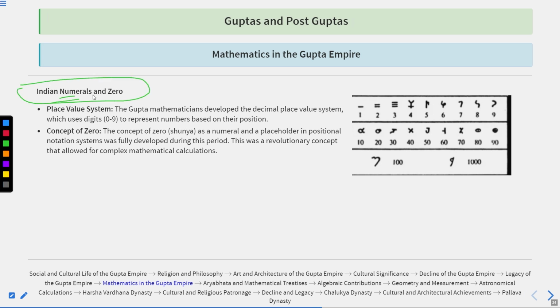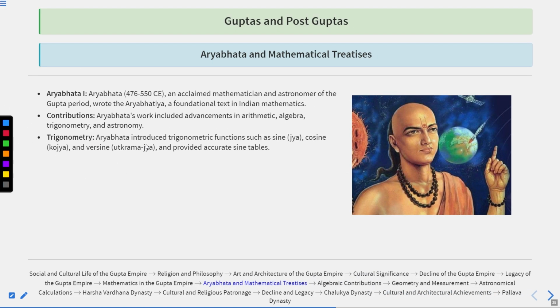Thereafter, we talk about Indian numerals and zero, the place value system. The Gupta mathematicians developed the decimal place value system with digits 0 to 9 to represent numbers based on their position. The concept of zero was developed there by Aryabhata and all, and it could be used to solve complex problems. Aryabhata first, he was the mathematician and astronomer of the Gupta period. He wrote the Aryabhatiya, the foundational text in Indian mathematics. Aryabhata's works included advancements in arithmetic, algebra, trigonometry, and astronomy.